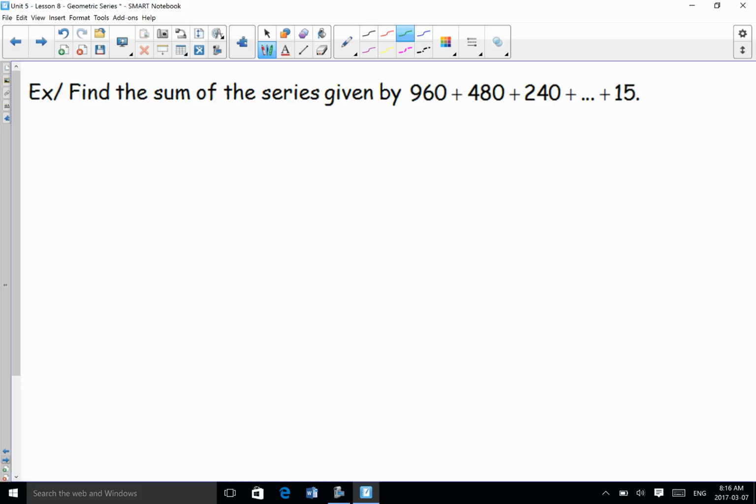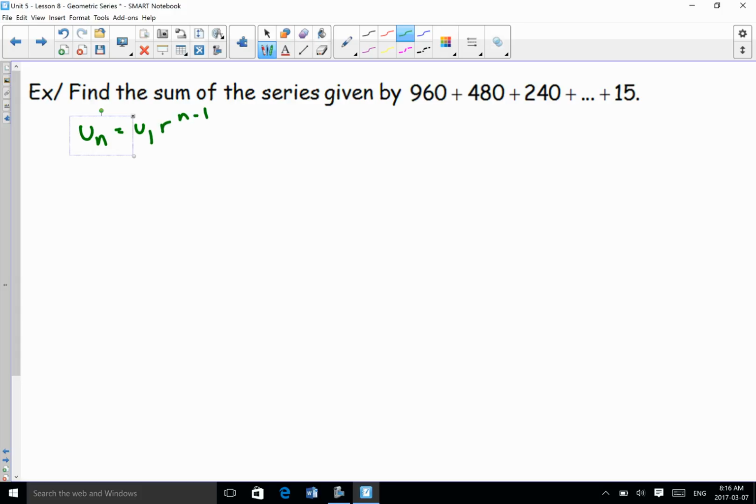Okay, try another one. Find the sum of the series given by this sequence. The difference here is we don't know n. How can I find Sn if I don't know what n is? So as we do with arithmetic things, we have to go back to the un equation. So our un equation was this.